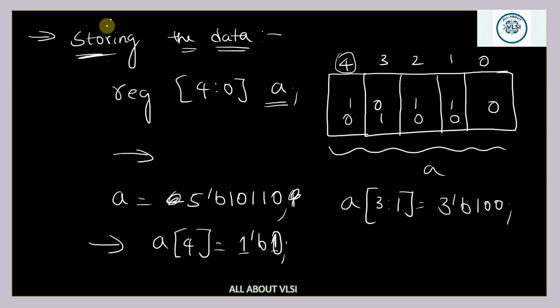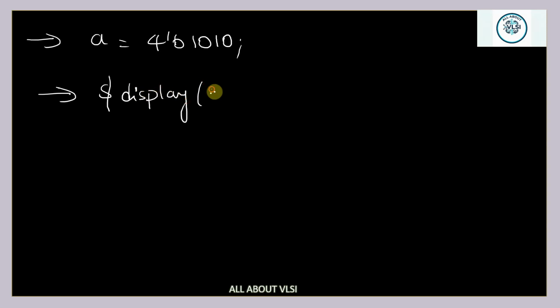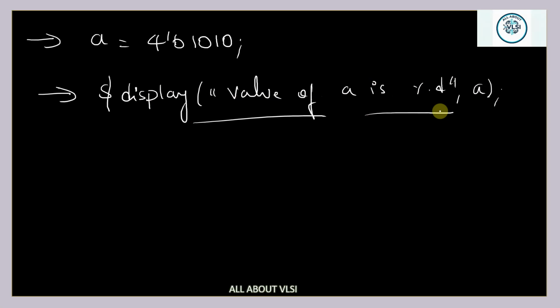Now let's say a is equal to 4'b1010, the same vector I'm going to take. If I want to display it, I can simply write the display statement $display("the value of a is %d", a). That's it, so it is going to display the value of a.